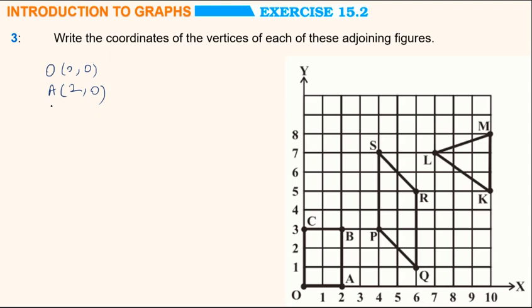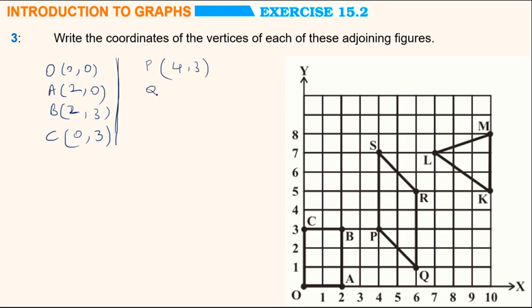Then B, it is 2, 3. Then C is lying on y axis, definitely its x coordinate is 0 and y coordinate is 3. Next, so O, A, B, C, that is a rectangle, finished. Now we will go for P, Q, R, S, where P, it's a parallelogram. First of all, P I am writing P 4, 3.